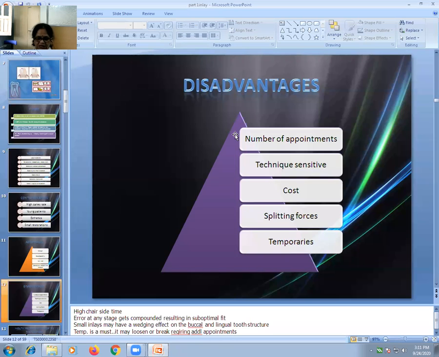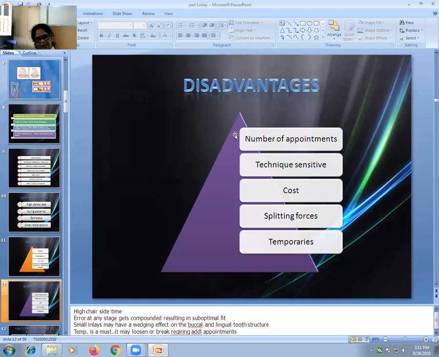So it is technique sensitive, and the cost will be a little more than the direct restoration. Then, splitting forces: if the restoration is too big and is not covering your tooth structure completely, the compressive strength of the restoration is higher than the enamel. So if higher occlusal forces come, there is a chance of the tooth getting split, because it will fracture the enamel instead of fracturing the restoration.